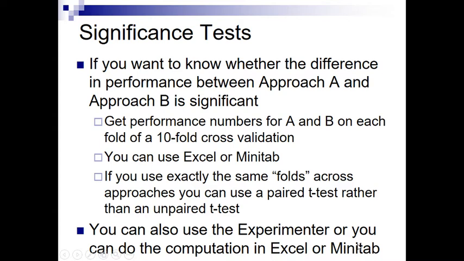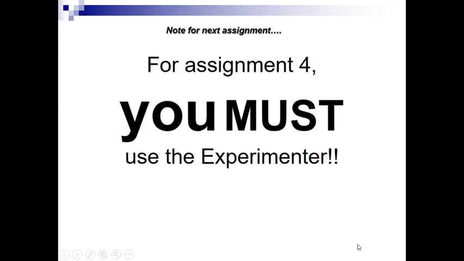Now, you can do a significance test by hand by computing confidence intervals and looking at whether the observed average of the higher value falls outside of the confidence interval or not, or you can do a significance test in the experimenter, or you can do it in Excel or some statistical package like Minitab, which CMU has a site license for, or any other statistical package that you might be familiar with.